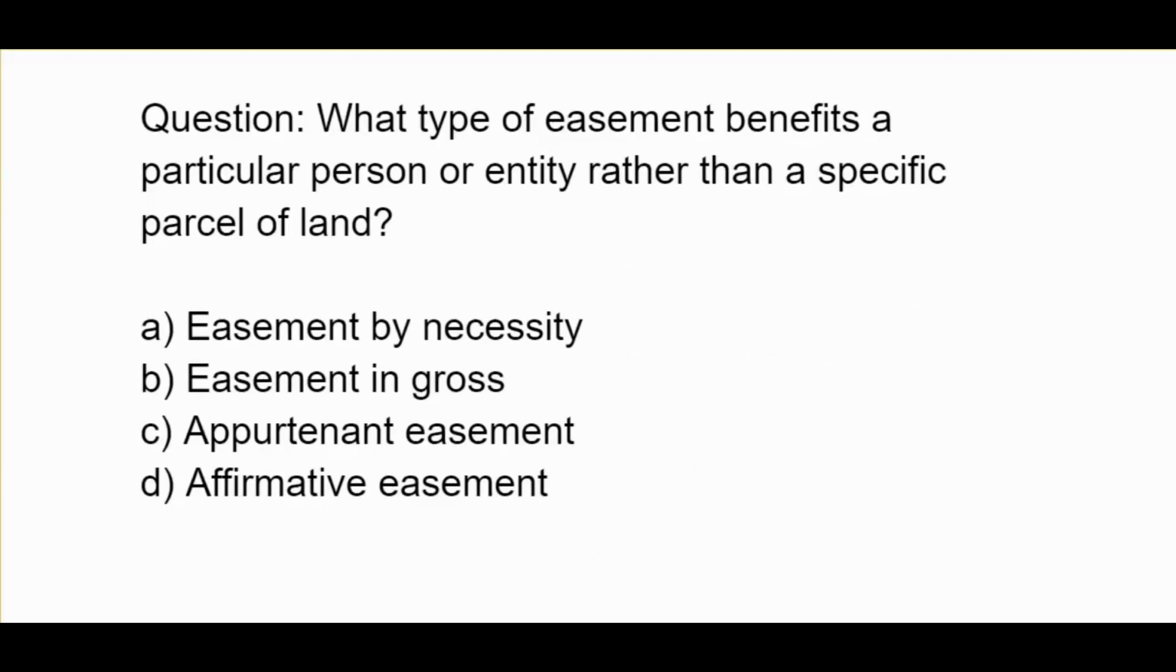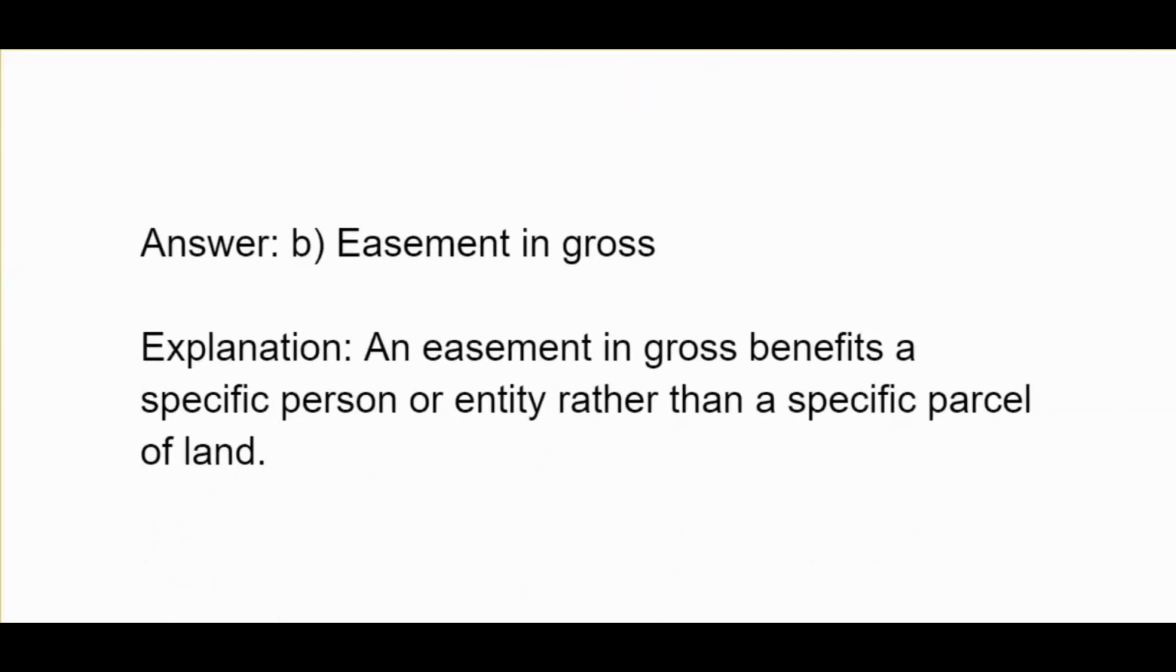What type of easement benefits a particular person or entity rather than a specific parcel of land? A. Easement by necessity, B. Easement in gross, C. Opportunity easement, D. Affirmative easement. Easement in gross. An easement in gross benefits a specific person or entity rather than a specific parcel of land.